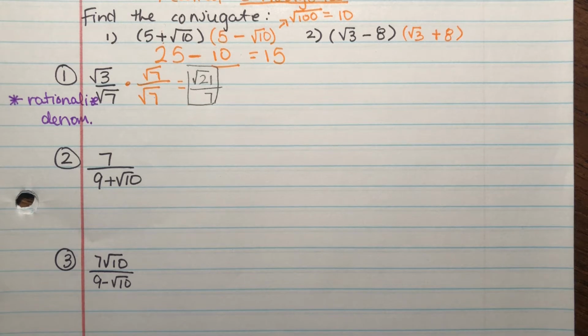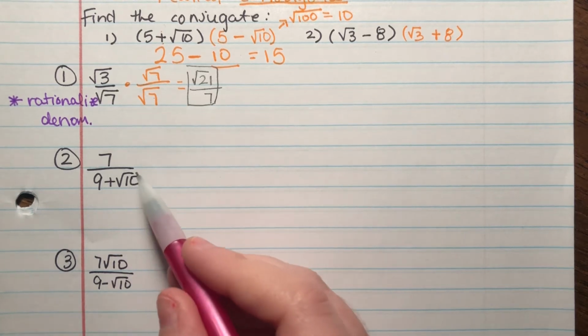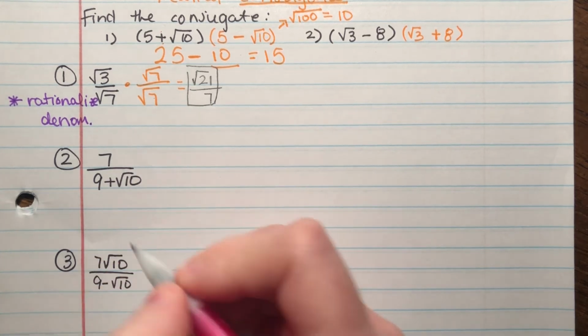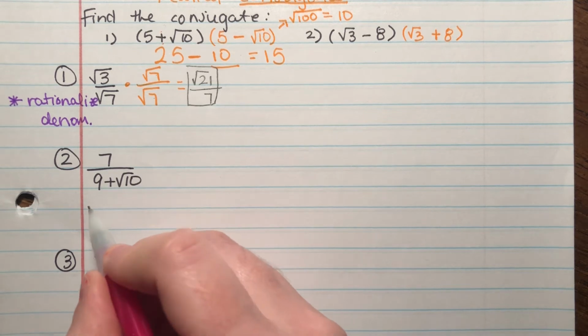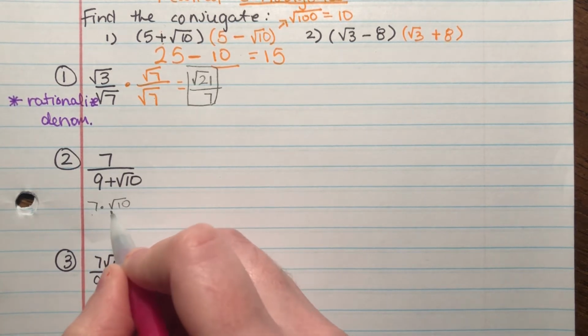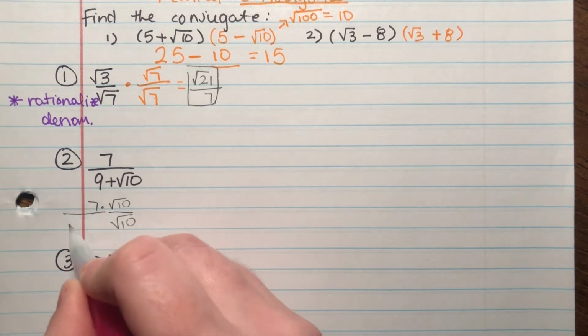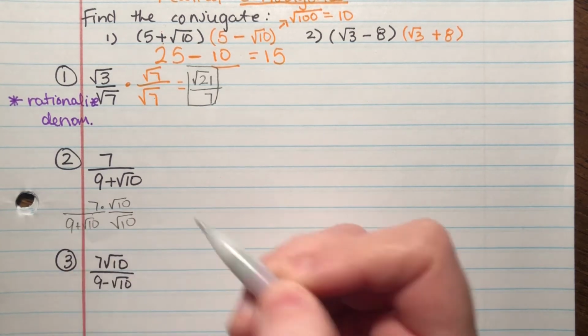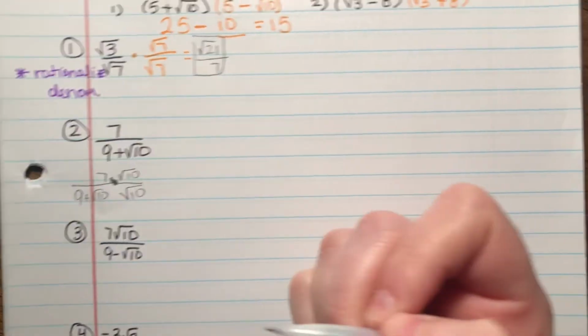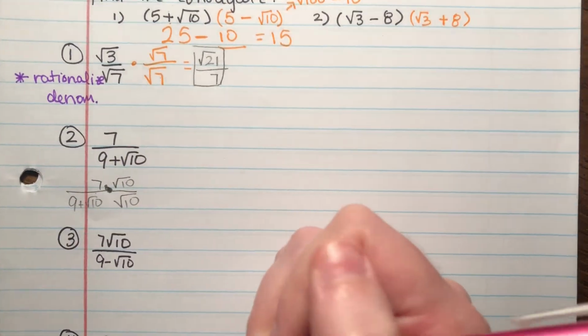Now, if I tried it the same way, if I multiplied the top and bottom by the radical in the denominator, let's just look at what that would look like. So if I multiplied, we'll just say, 7 times square root of 10, and then we have 9 plus square root of 10. So I'm trying to get rid of the square root in the denominator, right?